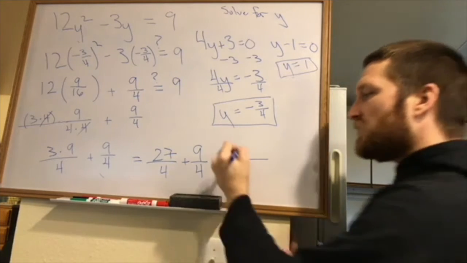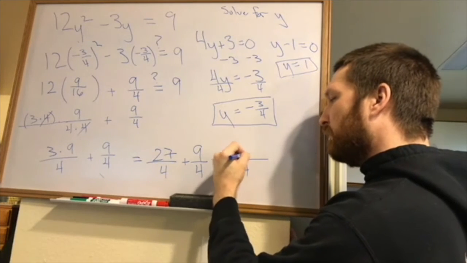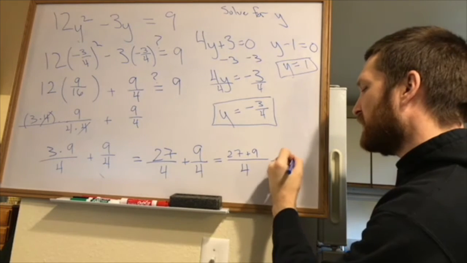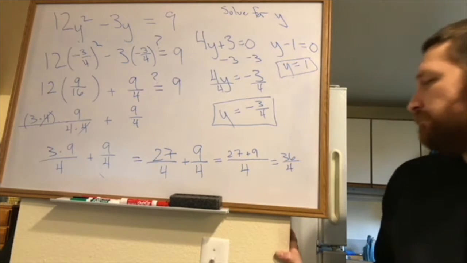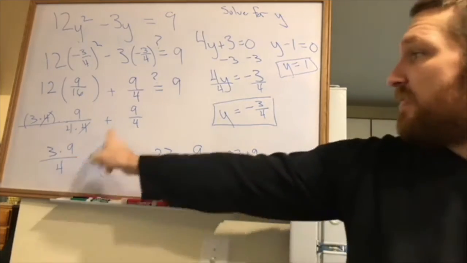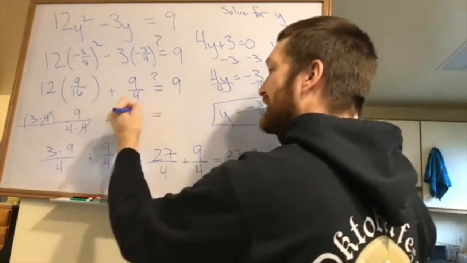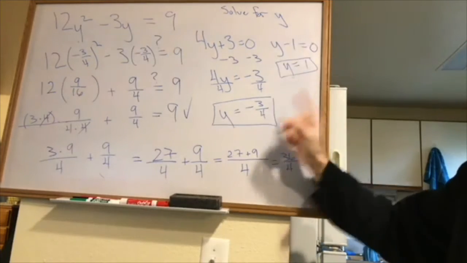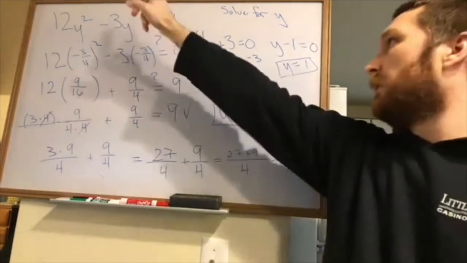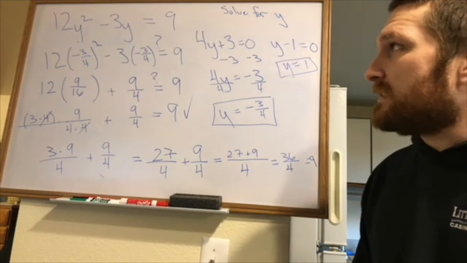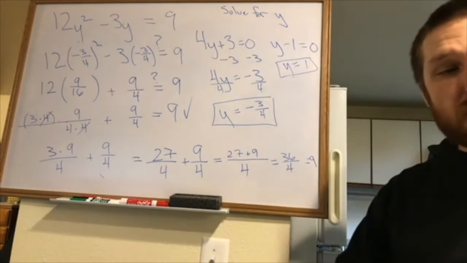So what's 27 plus 9? 36. And what is 36 divided by 4? 9. And so it looks like, yes, that is equal to 9. Check. Both of our solutions work. And so that's how we solve an equation, that's how, given a quadratic equation.